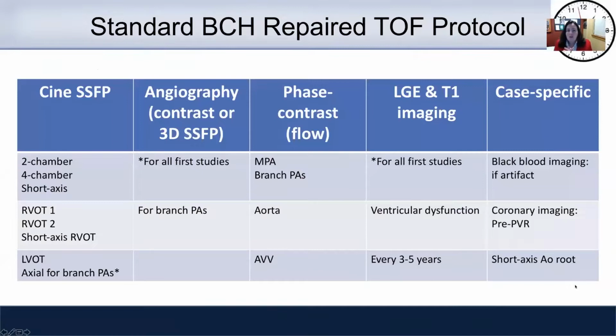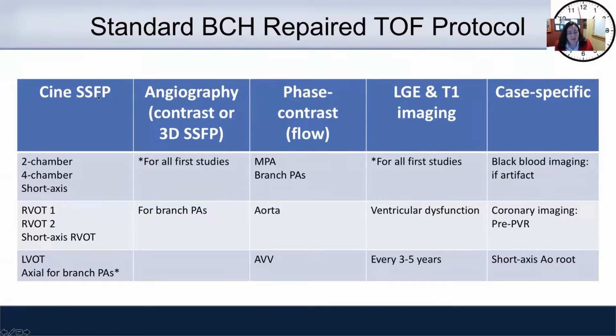So I want to share with you the protocol that we use at Boston Children's Hospital, noting the clock here. And that is, as we care for patients long-term, we don't always use the same sequences every time, but our goal is to get the most important information, recognizing that patients will come for surveillance exams time and time again. Here are some of the techniques that we use.